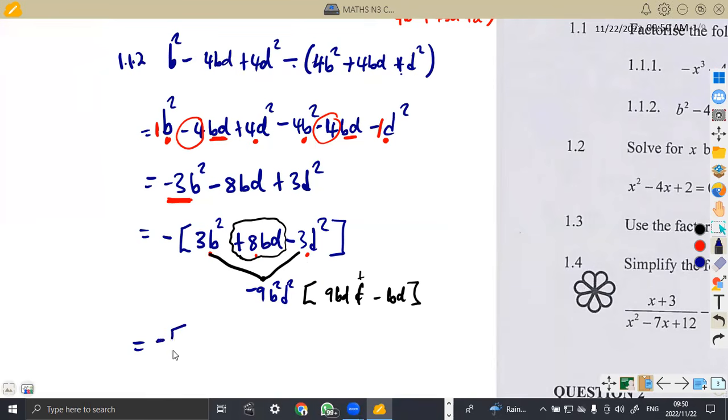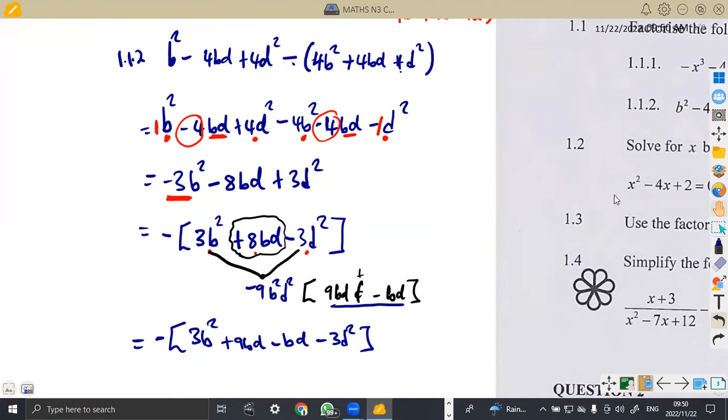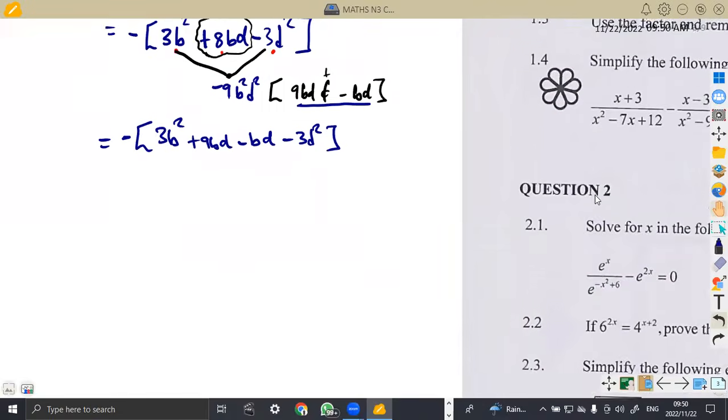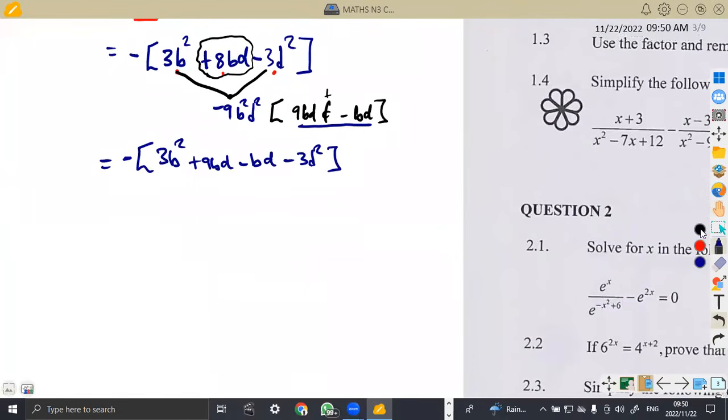So you're going to have negative 3b squared. Then we replace with these two terms, that is 9bd minus bd minus 3d squared, like that. Okay. So from this stage, we can now apply grouping into 2. Grouping into 2, we can factor out what is common.